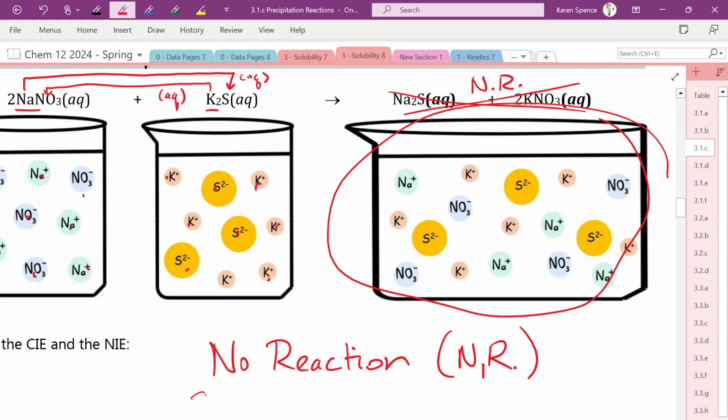And over the weekend, you're going to do 3.1a, 3.1b, 3.1c, as much as you need to feel like you have reviewed those to your satisfaction. Okay?